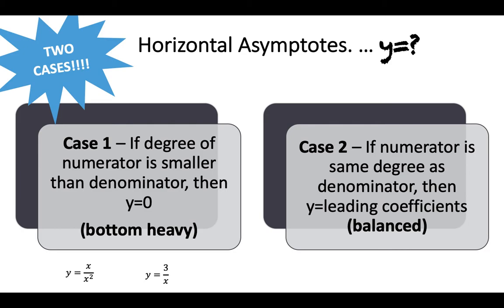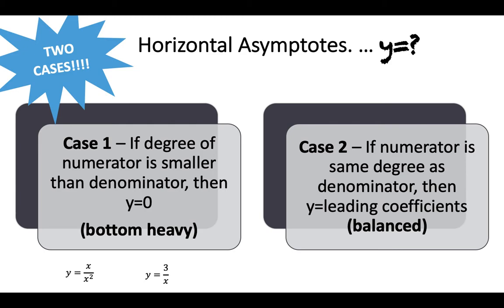So if we look at case 1 that's listed over here, our first one is y equals x over x squared. You could consider that one bottom heavy because the exponent of the bottom, or the denominator, has a higher degree than the exponent of the numerator. So that one's bottom heavy. That one is an example where we have a horizontal asymptote at y equals 0.